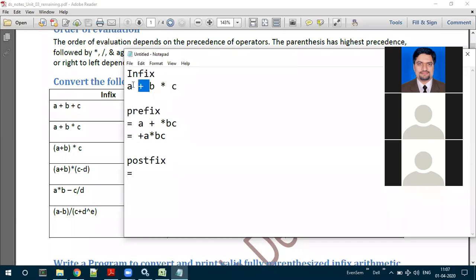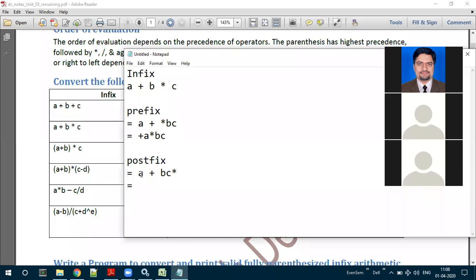So for that particular purpose, this A plus I will be writing as it is, A plus, okay, then B into C I have to convert into postfix. In the postfix, first we need to write the operands, that is B, C, and then the operator. So it is in the postfix form. So the first step is complete.